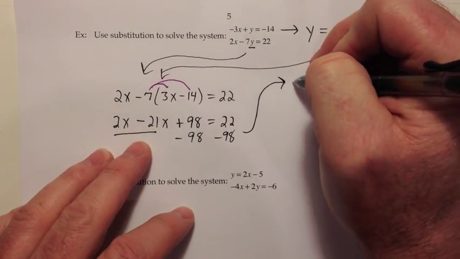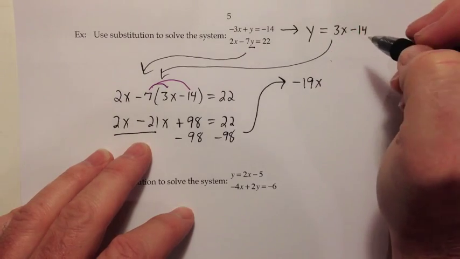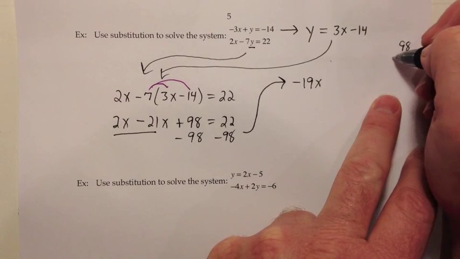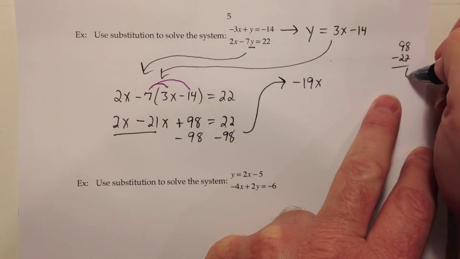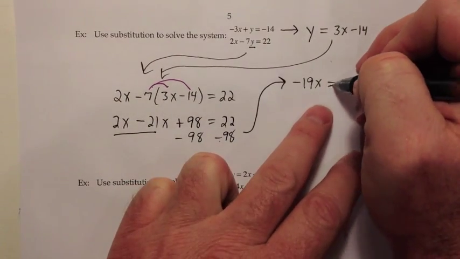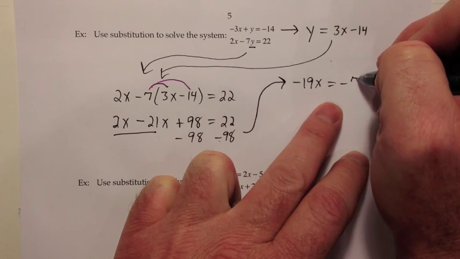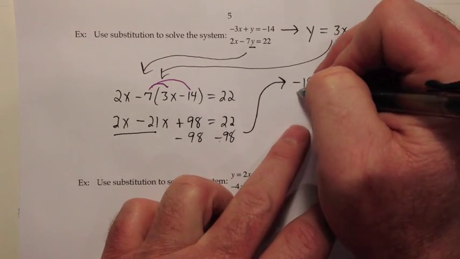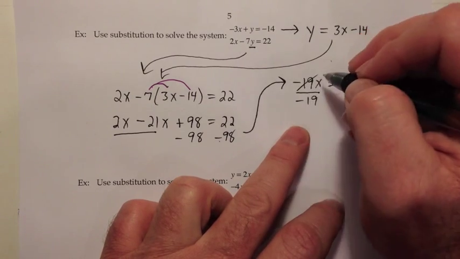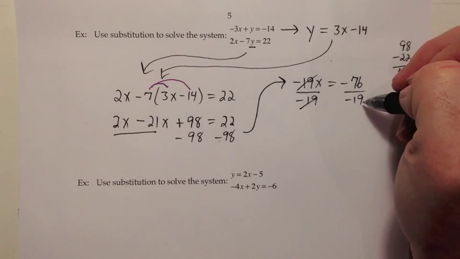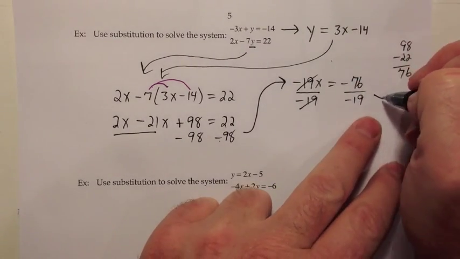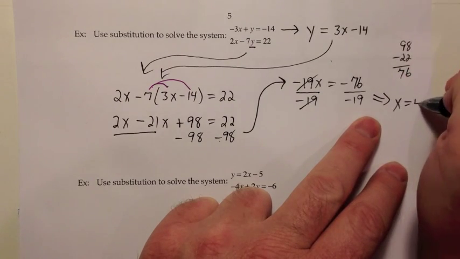2x minus 21x would be negative 19x. And then on the other side, 22 minus 98 is a little bit messy. So let's see, 98 minus 22 would be 76. But the bigger number is the negative one, so this would be equals negative 76. And then I want to get that x by itself, so I divide both sides by negative 19. The 19's cancel over here. Fortunately, 19 does go into 76 evenly. It goes in 4 times, so when I solve that, I get x equals 4.